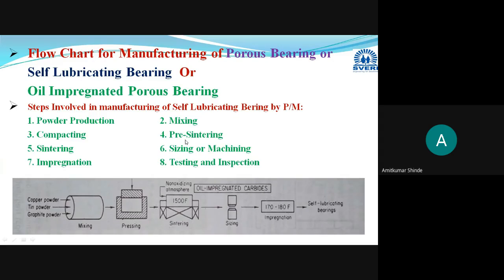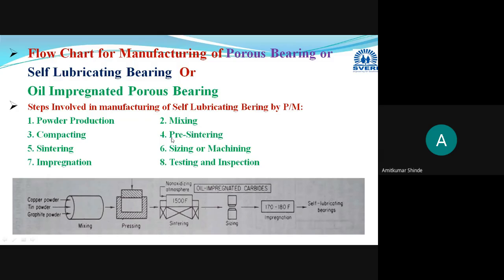Now what is the aim of that pre-sintering? We have to eliminate this graphite powder. The role or function of this graphite powder is finished, that is, to provide lubrication during the pressing or compacting process. That work is done. If it gets carried forward to the end product, it will reduce its strength. That's why you have to eliminate that graphite powder, and it is eliminated by performing a pre-sintering operation.